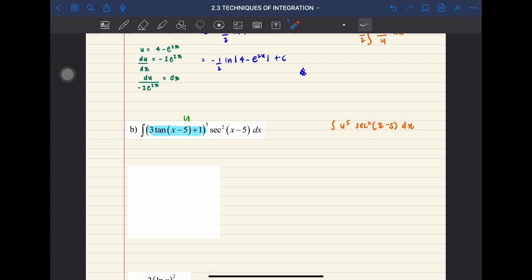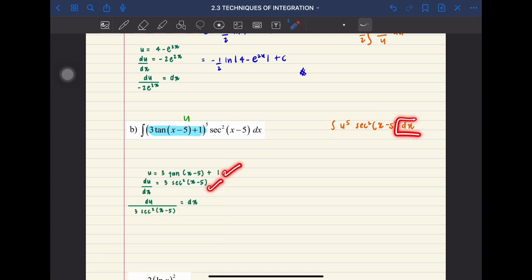So what do we do? Again, we differentiate. We have this as our u, then we differentiate, and then you can substitute and find your dx. Your dx is equal to this, so we are going to substitute.